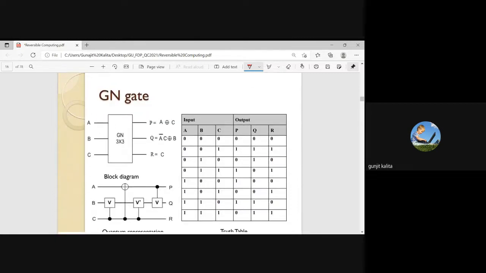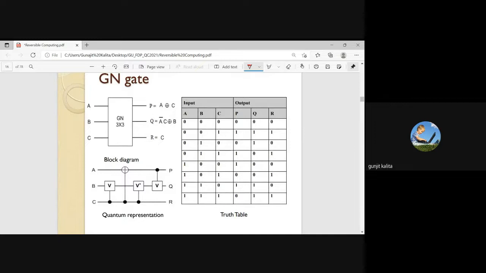Some gates are like this. If you see the tables, all these inputs, 0, 0, 0, 0, 0, 1, and so on, and if you see the output, it's mapping directly. The 1 is mapping over here, 2 is mapping over here, 3 is mapping here, 4 is mapping directly over here, 5 is mapping here, 6 is mapping directly, and 7 is mapping over here. So all inputs are available in the output. It's reversible, so this gate will implement this function. Ultimately, this is a reversible gate.